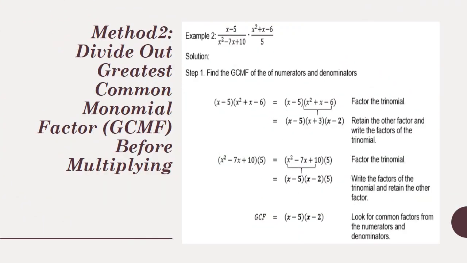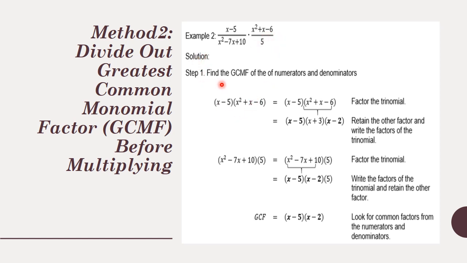Method 2: divide out the greatest common monomial factor before multiplying. In the previous slide, we divided after multiplying, and now let's go for before multiplying, which is method 2. Example number 2: x minus 5 all over x squared minus 7x plus 10 times x squared plus x minus 6 divided by 5.